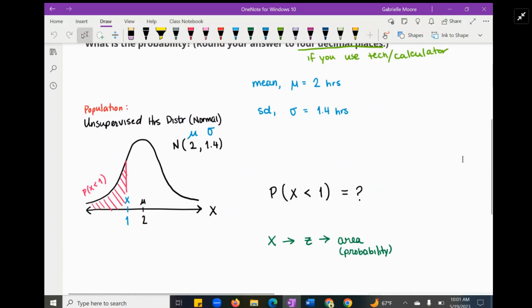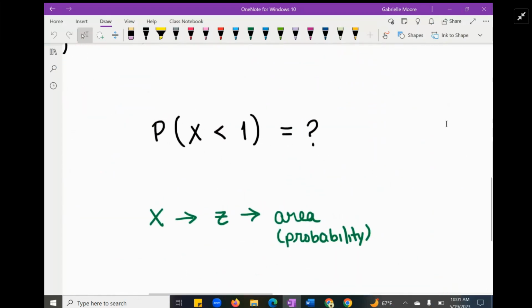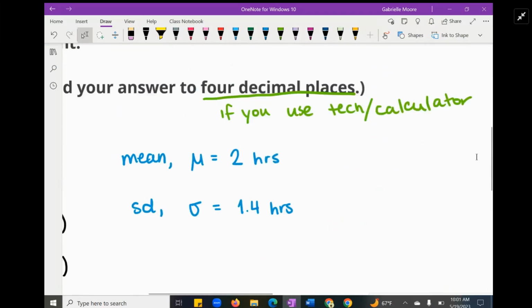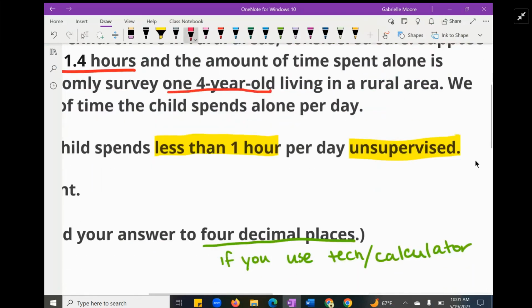So with the given information and the question, let's see what our probability statement looks like, okay? So it's gonna always look something like this. You have P, right, representing just the word probability. So P of X less than 1. So how do I know to write it like that? Literally because it says in the problem less than, and that translates into an area to the left of whatever the value is as the boundary.